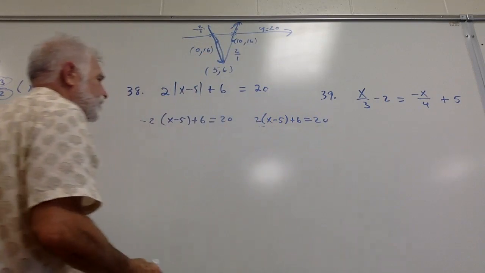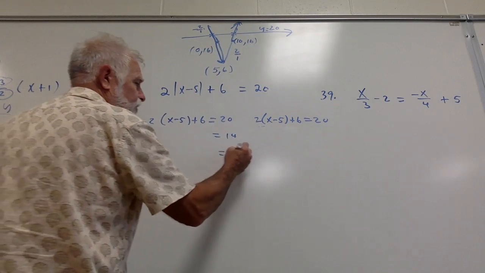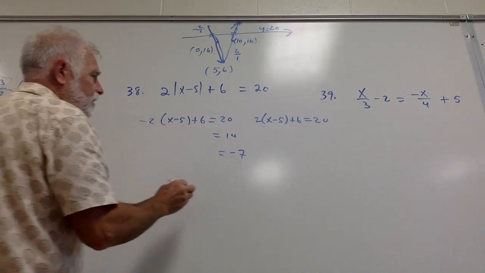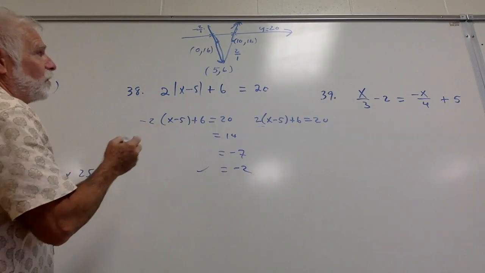And feel free to do this. 20 take away 6, 14. 14 divided by -2, -7. -7 plus 5, -2. Bingo. I think we said that's what it would be anyway.